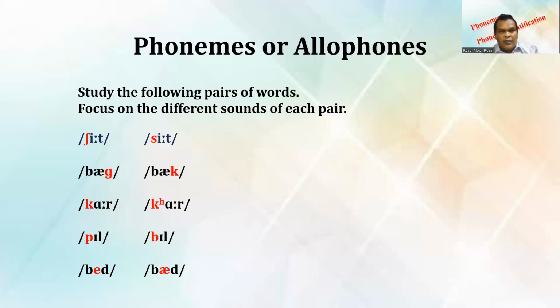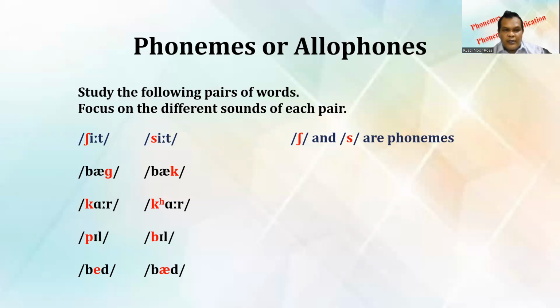Now, I would like you to study these pairs of words, whether the difference in one sound in every word results in different meaning. Now, the first one, let's see, shit and sit. What do you think? Do they have different meaning? Yes. If they have different meaning, we can conclude that the sounds which are different, sh and s, are phonemes. So sh and s are phonemes.